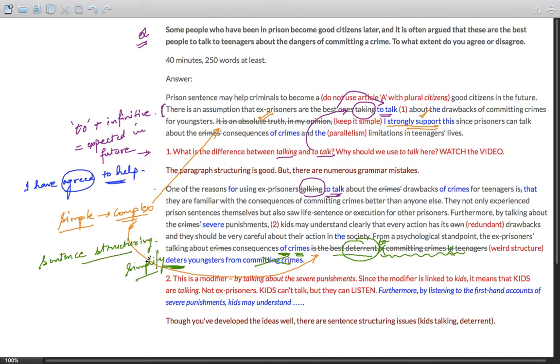So sentence structuring involves using the right words. You will realize it's an absolute truth, that's fine, but it's a bit complex. You are not communicating the idea very clearly. And similarly over here, it can be conveyed in a more clear manner.